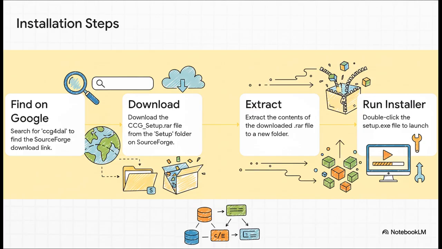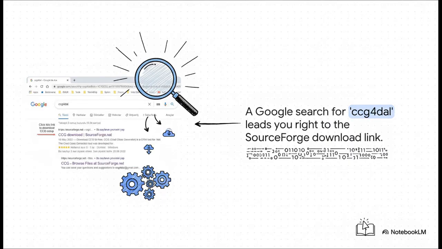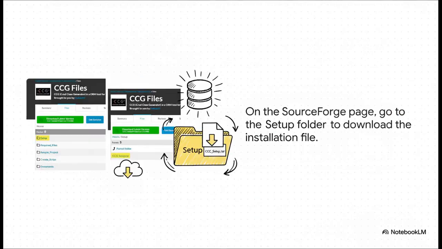That's it. So for step 1, just hop over to Google and type in CCG4DA. See that first result? The one from sourceforge.net? Yep, that's the one you want. Once you land on the SourceForge page, click into the Files tab. Look for a folder called Setup, and inside, you'll see a file named ccg_setup.rar. Just go ahead and download that.